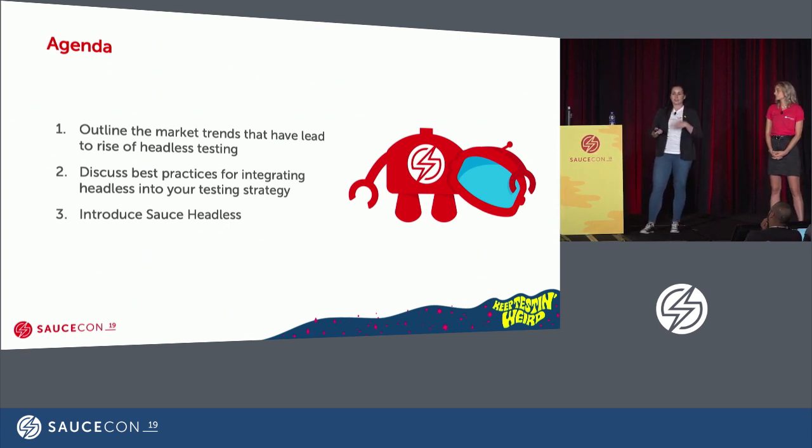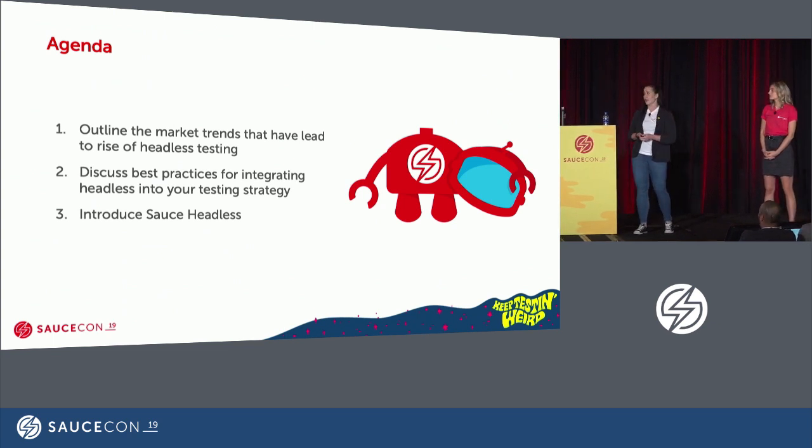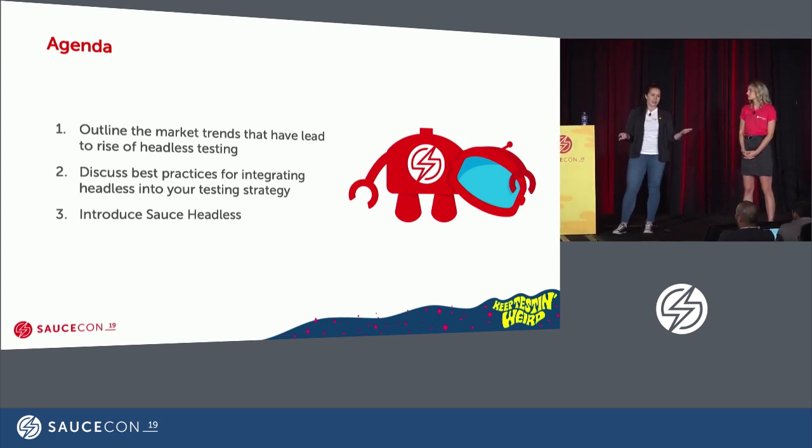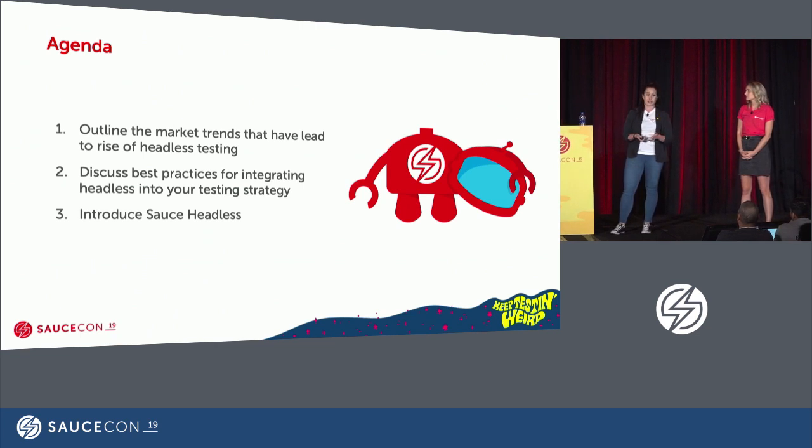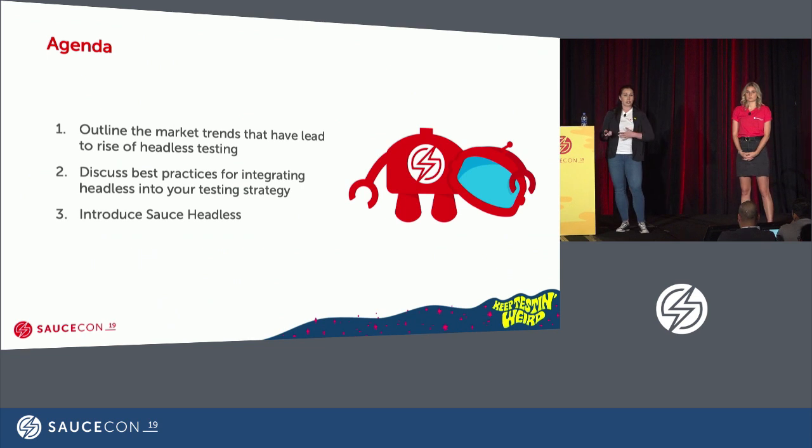We'll then take it a level deeper and discuss some best practices and some ideas on how to successfully integrate headless testing as part of a larger continuous testing strategy. And then obviously, while we're all here, we'll wrap up with an introduction of Sauce Headless. What is it? What are the benefits that we've seen both internally and externally with our beta program?